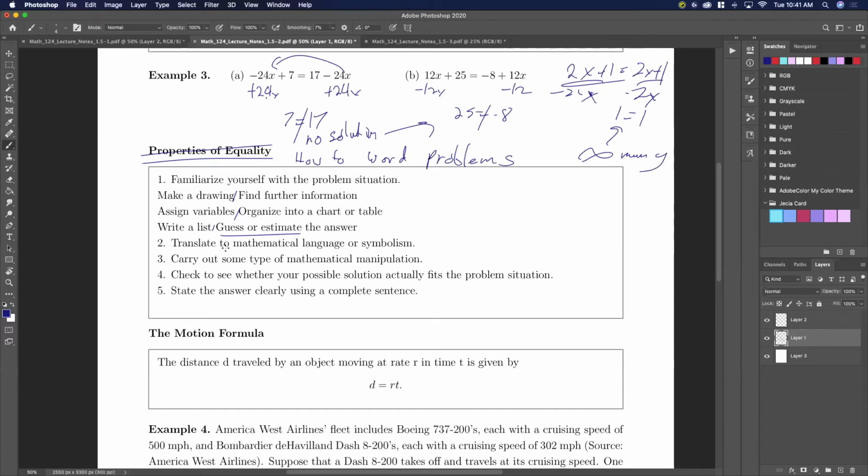Then you're going to try to translate into the mathematical language of symbols, carry out some sort of math manipulation, and check to see if the possible solution actually fits the problem. And this is all just a real thing.